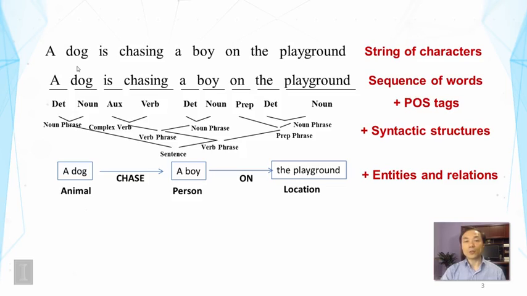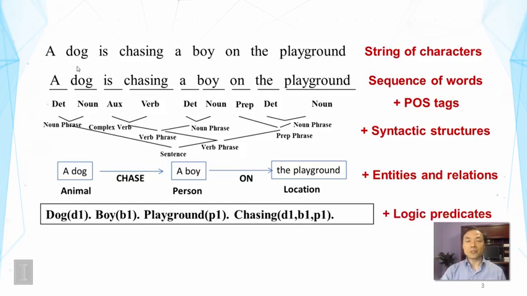However, it's also less robust than sequence of words or even syntactic analysis, because it's not always easy to identify all the entities with the right types, and we might make mistakes, and relations are even harder to find, and we might make mistakes. So this makes this level of representation less robust, yet it's very useful.